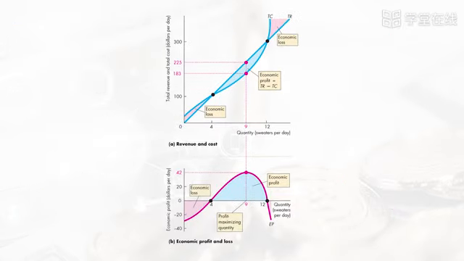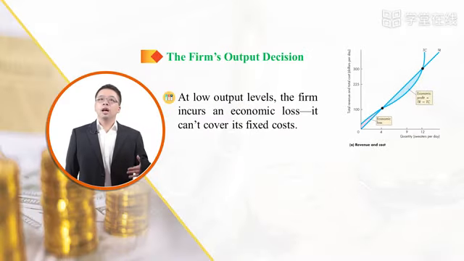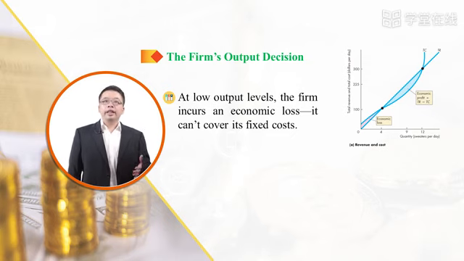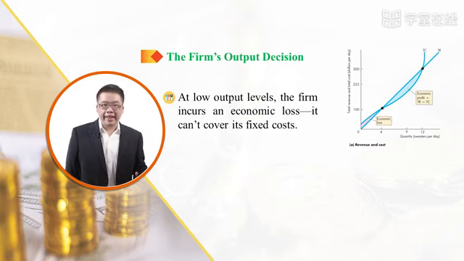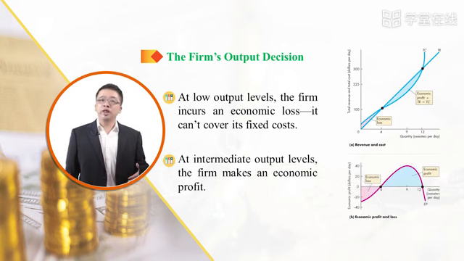Then we know that at low output levels in figure 10.2, a firm incurs an economic loss, which means the cost is higher than the revenue, because right now it cannot cover its fixed cost. So in the beginning, they are suffering an economic loss, which means economic profit is negative. At the intermediate level of output, the total revenue is higher than total cost, which means the firm makes an economic profit.